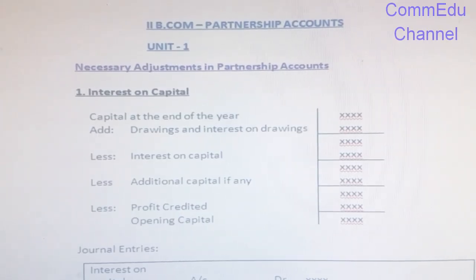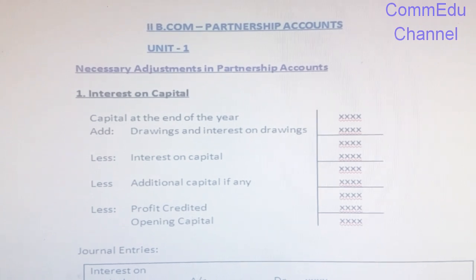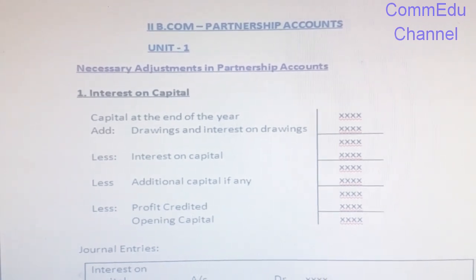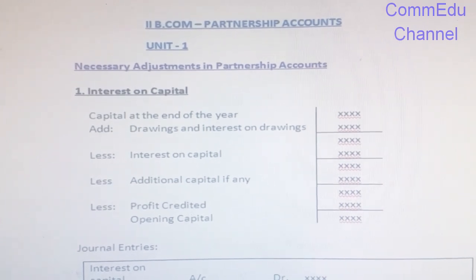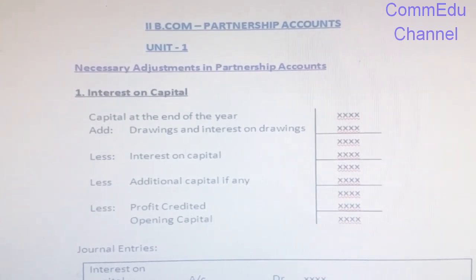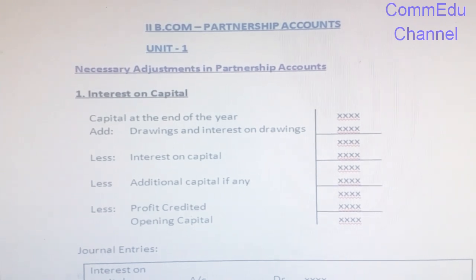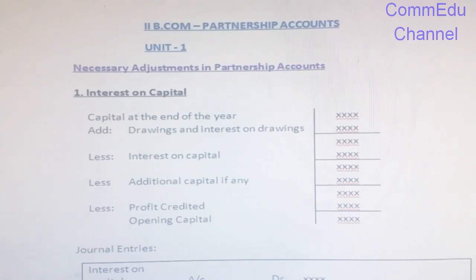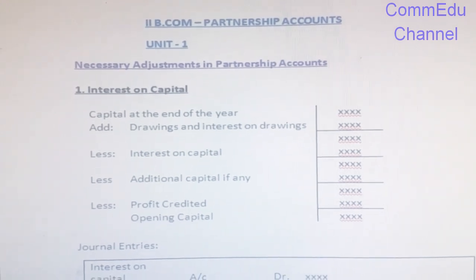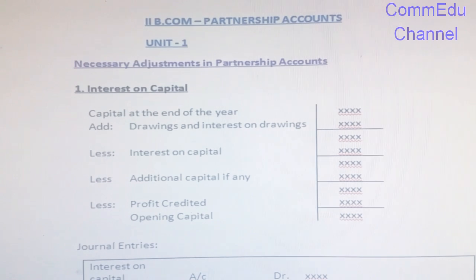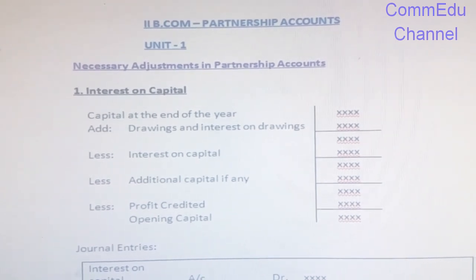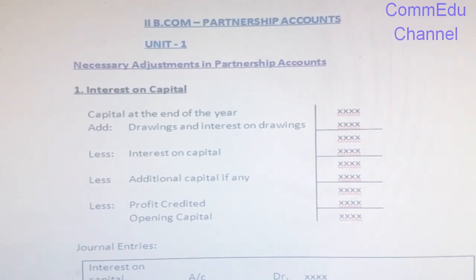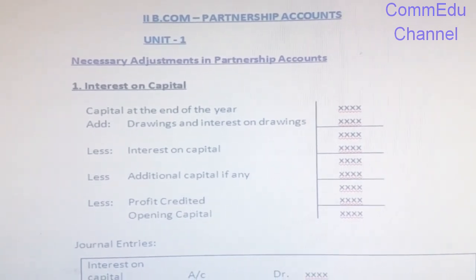In a partnership firm, the daily transactions are recorded according to the principles of double entry system. However, the net profit as shown by profit and loss account is transferred to another account called the profit and loss appropriation account. Before ascertaining the partnership firm's profit, we have to make some necessary adjustments in order to adjust the rights of the partners. The first adjustment we have to make is interest on capital.